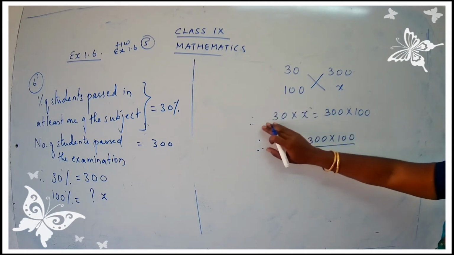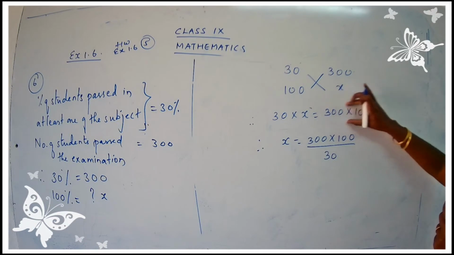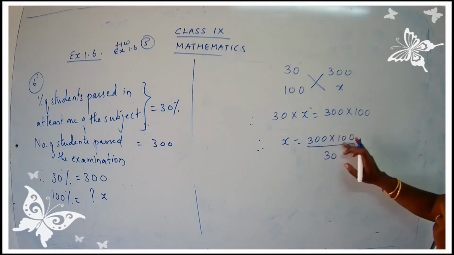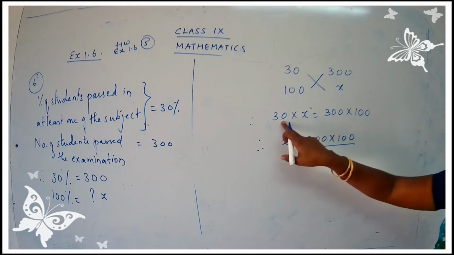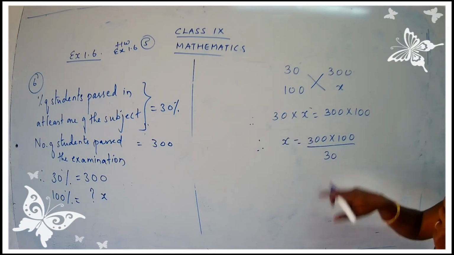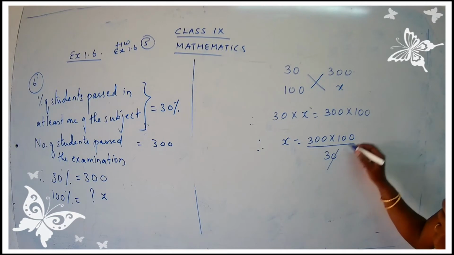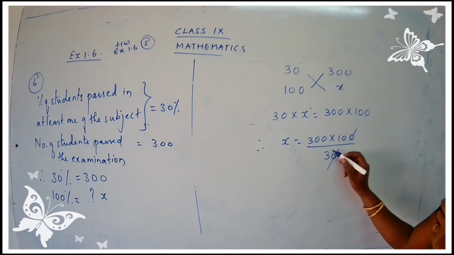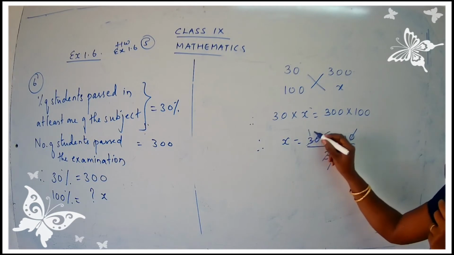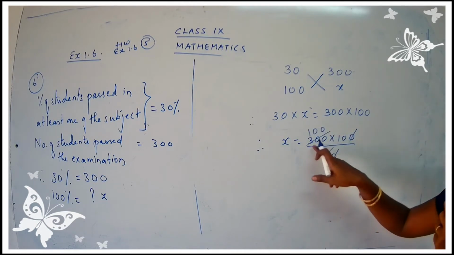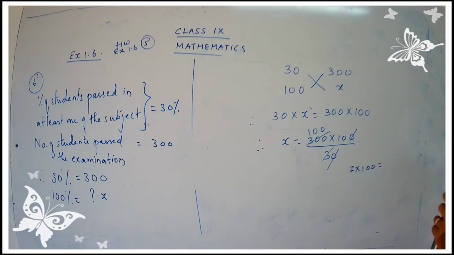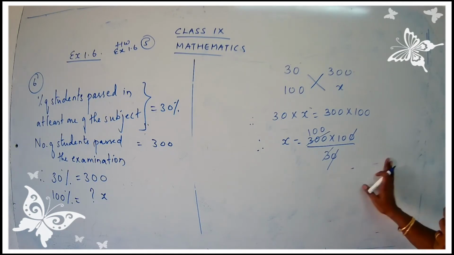So write down the unknown part. Write down the part without the unknown, 300 into 100. And what is with x? It's 30. So it will come in the denominator. Okay. So let's cancel the 0, 0 first. 0, 0 can be cancelled. 3 ones are 3, 3 zeros are 300. You know this is simple calculation. 3 into 100, 300. So you get here 100.